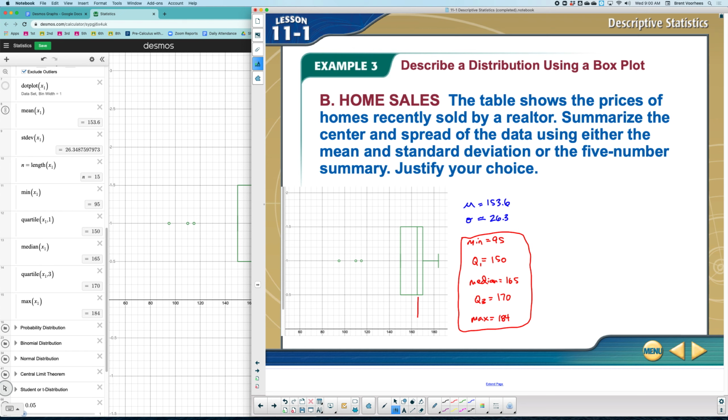So I want you to see here, this is not the mean, but the median, and that's at 165. This is quartile 1, and you can see if you pull that down, that value would be 150. This is quartile 3, and you can see that that value is 170. The minimum value is 95. You can see that right there is 95.